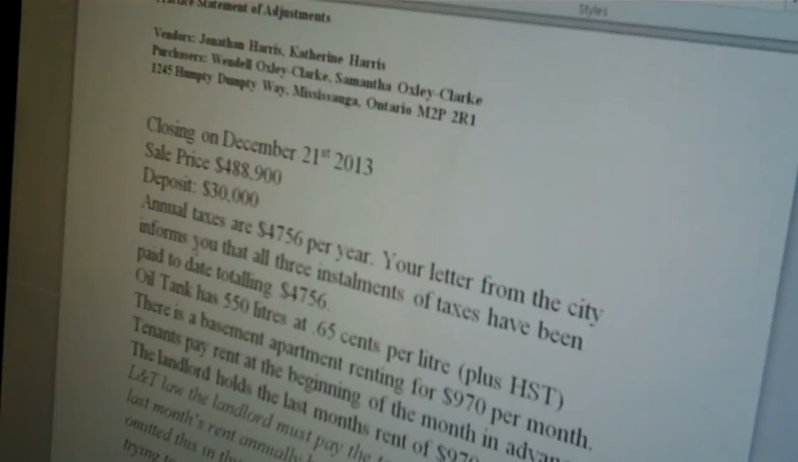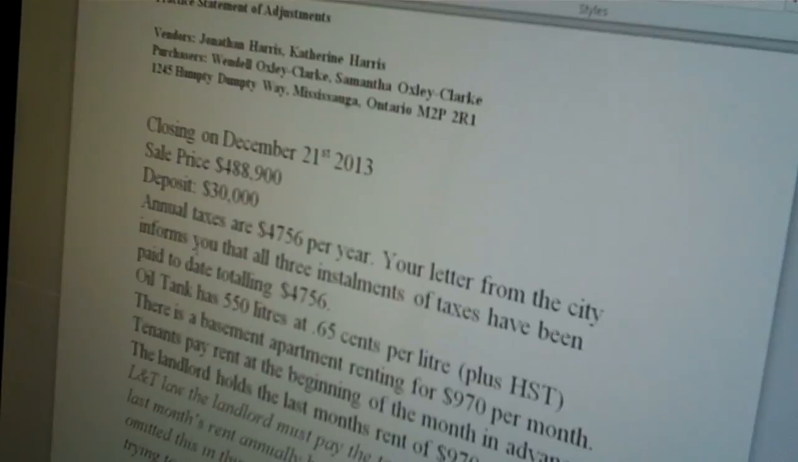Okay, we're going to do a practice statement of adjustments, and we have a scenario here. We've got a closing December 21st, 2013. I picked 2013 because it is not a leap year. 2012 is a leap year and has 366 days. So you're normally dividing, when you're working out your daily amounts, by the number of days in the year, 365. But if you're working with a leap year, you're dividing by 366.